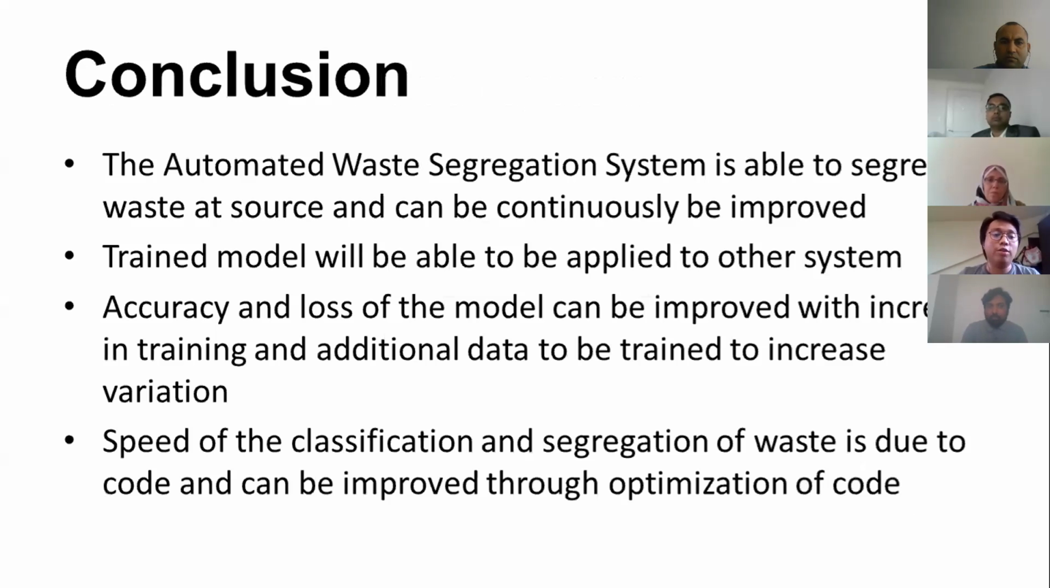So what we can conclude is the automated waste segregation system is able to segregate waste at source, and it can continuously be improved, which is the most important part, we believe. This trained model, the classifier, can be used in other systems, not only our own. The accuracy and loss, which is very important, is still kind of low, 80%, 83%. This can easily be improved as we collect more and more data to make it more accurate, and we have more time to train our model.